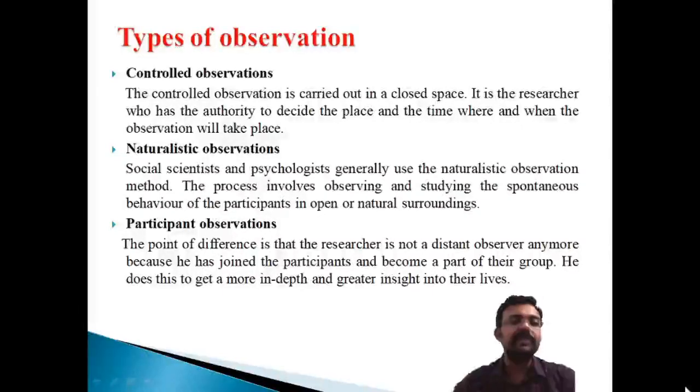The controlled observation is carried out in a closed place. That means, suppose within the room and within the premises and within the organization, there is a particular place for conducting this observation. The researcher has the authority to decide the place, where, and what time the observation will take place.